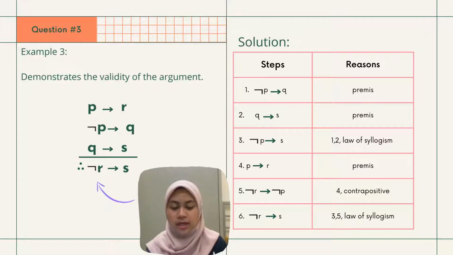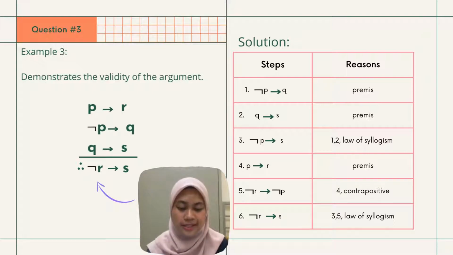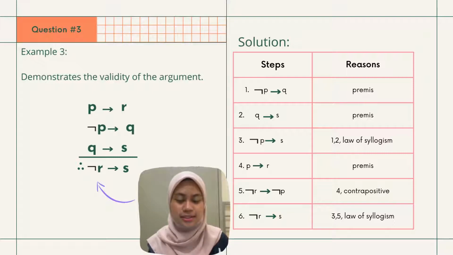For step number 5, we use step number 4 and apply the contrapositive, and we get not R implies not P. For the last step, we combine step number 3 and number 5 and apply law of syllogism, and then we get not R implies S. So we can prove the conclusion. So the final answer is not R implies S. The last step we get the conclusion, we get the same conclusion. Therefore, not R implies S.